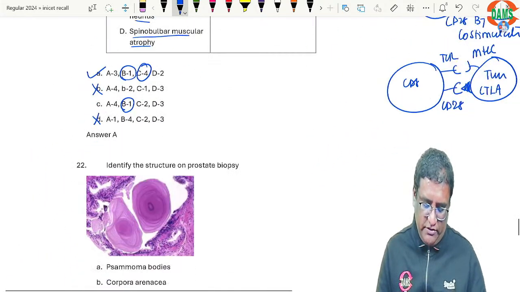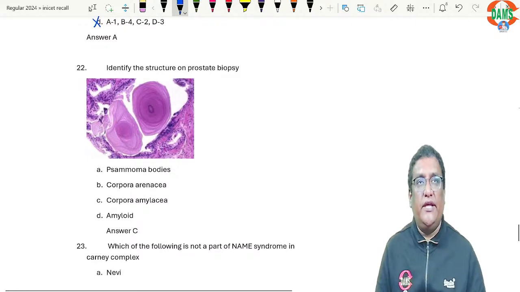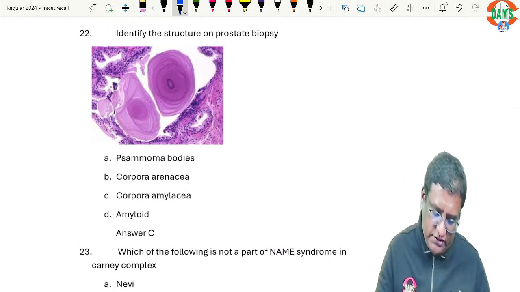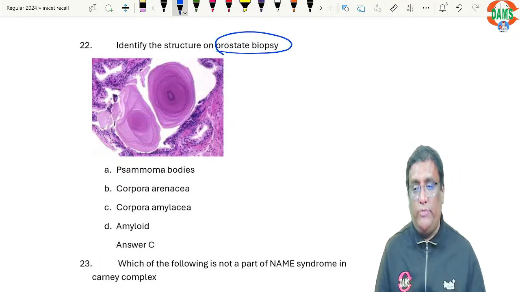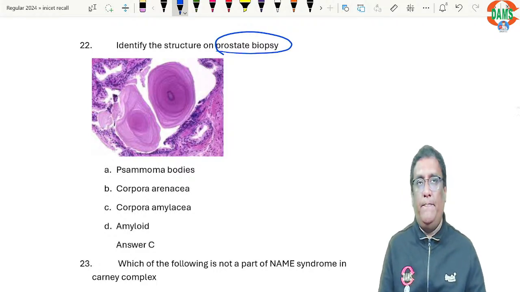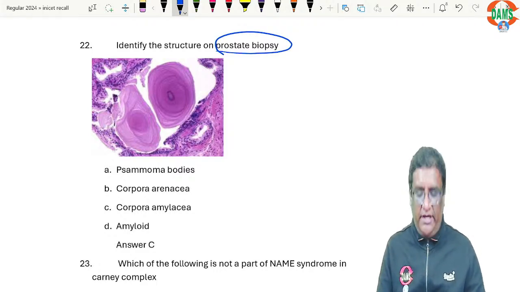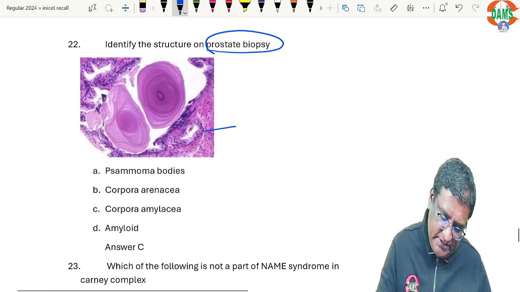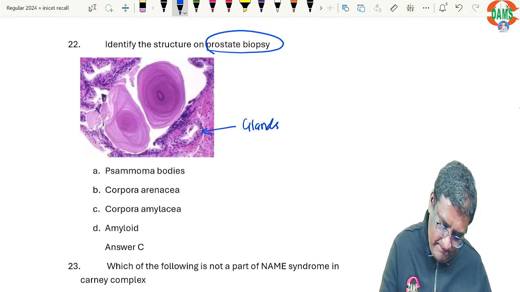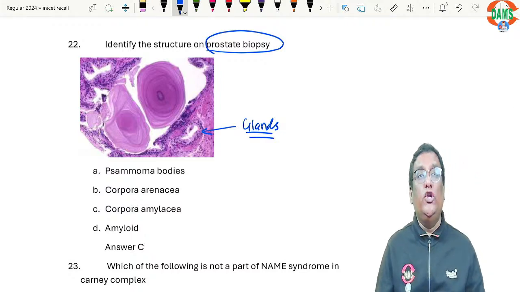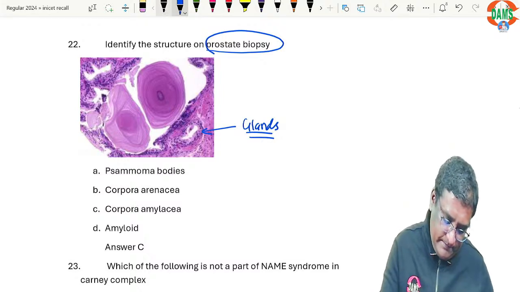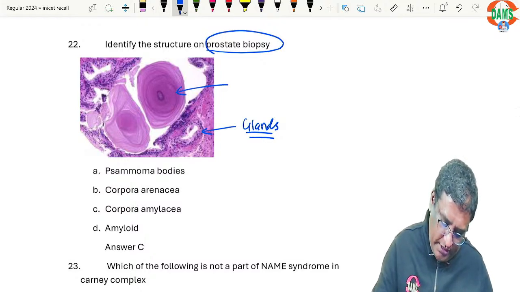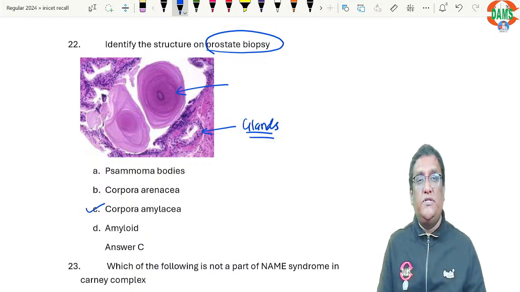Okay, next question number 22. Identify the structure. Was it mentioned as a prostate biopsy or not? I just want to know that. Did the examiner give you a hint of prostate biopsy, or just say identify the structure like this? Was there a prostate biopsy history given or not? Definitely I am able to see some glands here, by the way. I am able to see glands, and it is within the lumen of the glands. Yes, this is your corpora amylaceae. The answer is option C, corpora amylaceae, isn't it?